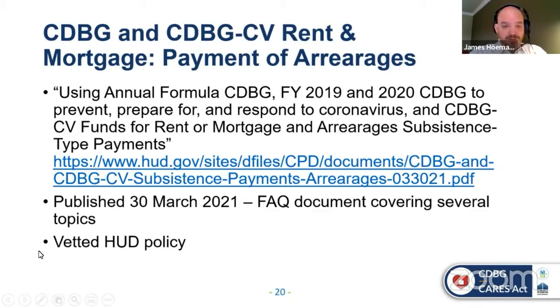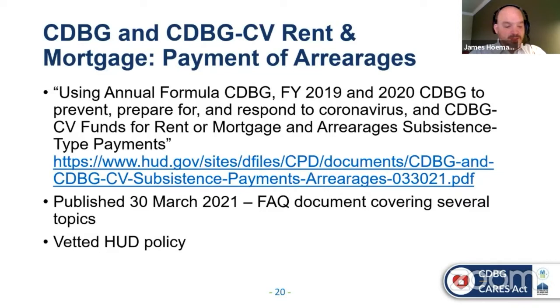Myself and one of my team members put this together, but we wanted to capture everything we could in that title. So it's long, and it is what it is. But this policy is for the annual CDBG program, as well as CDBG-CV, and when you're using your FY19 and 20 funds in order to PPR for coronavirus.